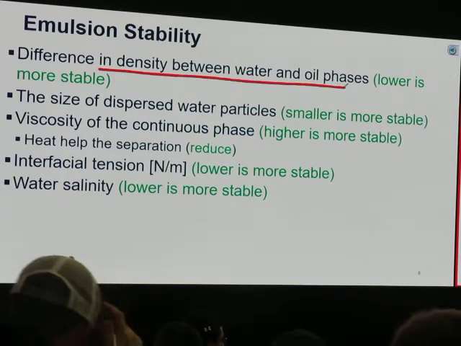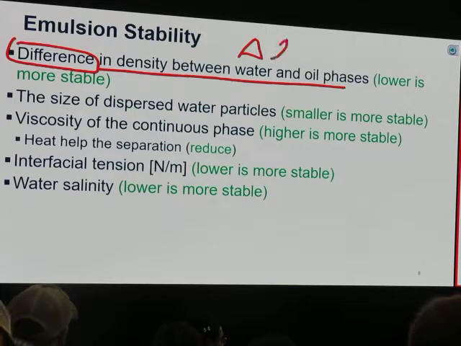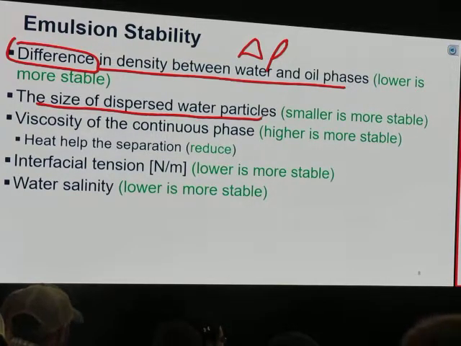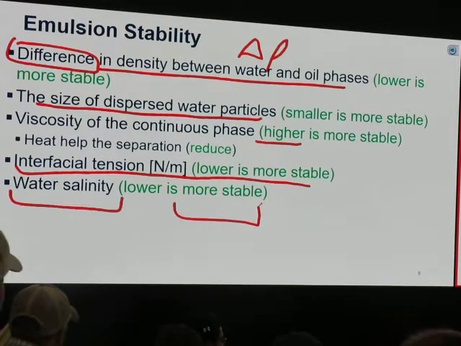Difference in density between the water and oil phase: less difference in density, delta rho small, makes emulsion stable. Size of water particle: if the water droplet is small, it forms stable emulsion. Viscosity: high viscosity of the continuous phase causes stable emulsion. Lower interfacial tension causes stable emulsion. Water salinity: less salt in it is less stable. More salt is not quite stable.